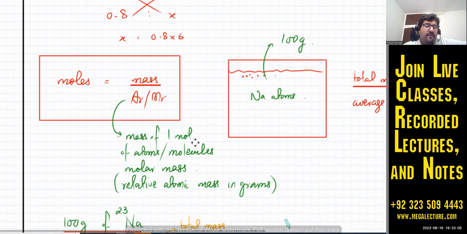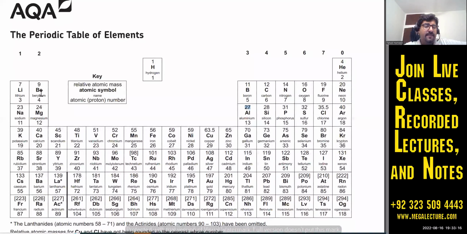This mass of 1 mole of atoms is calculated in the periodic table. It's been accurately measured by scientists, they've been very accurate with it, and they've actually given you the values.